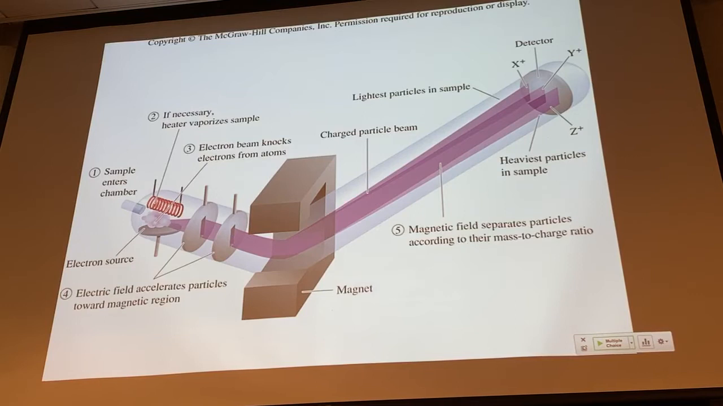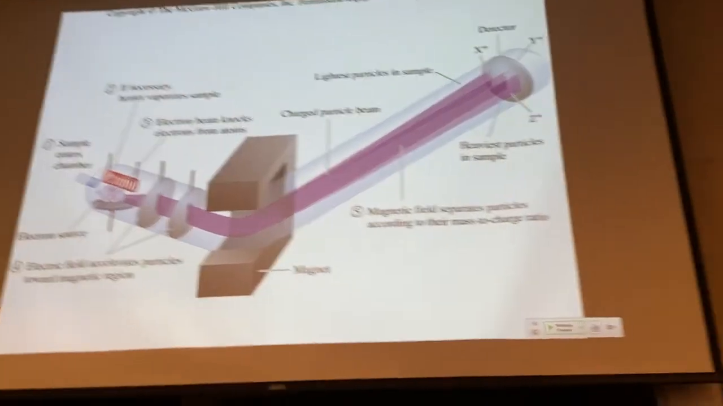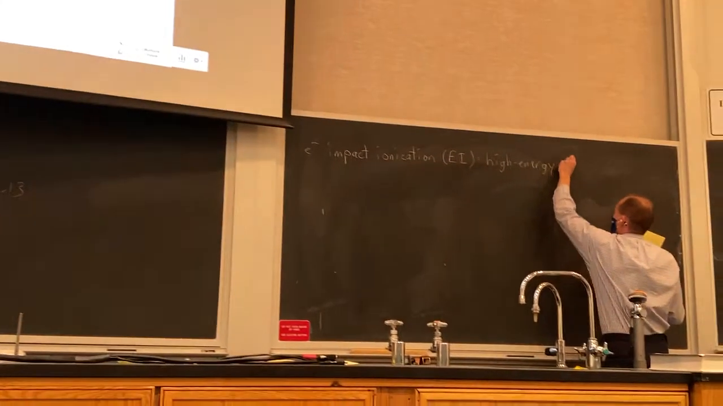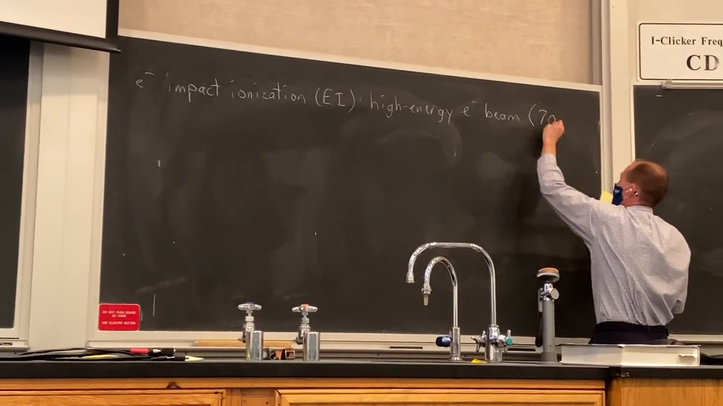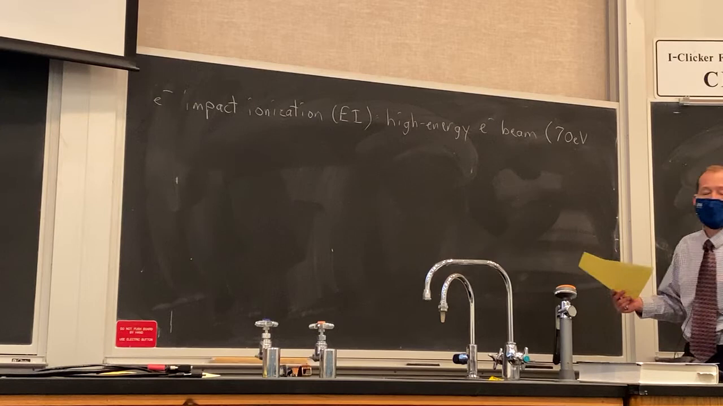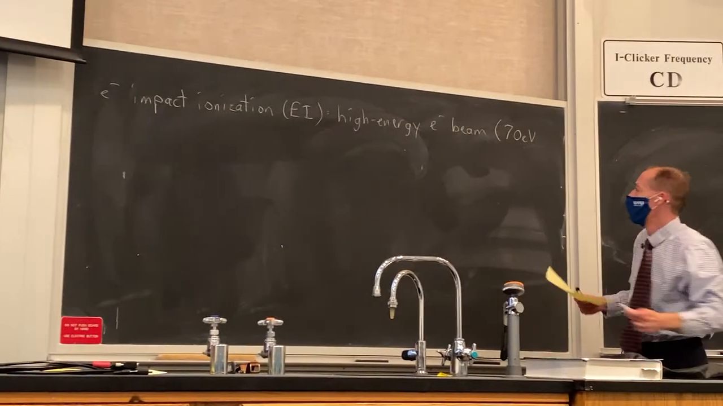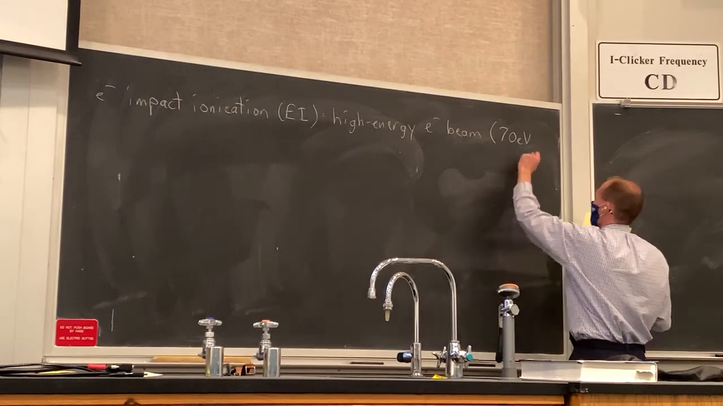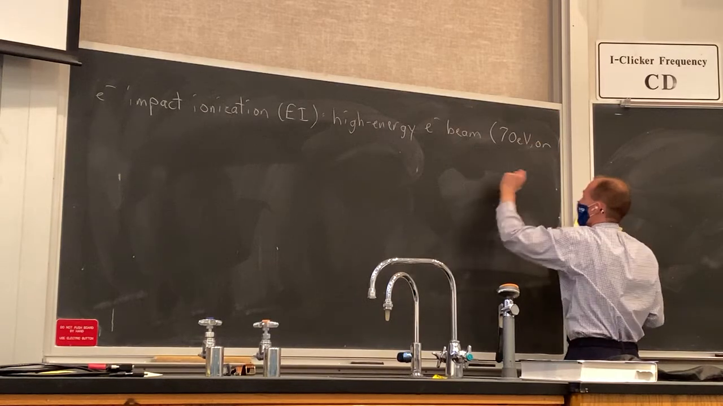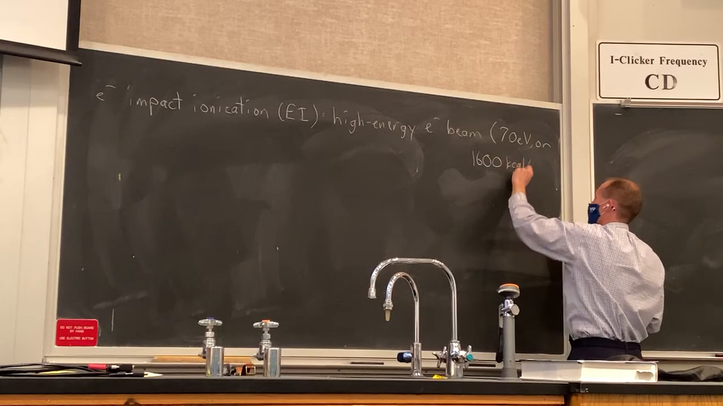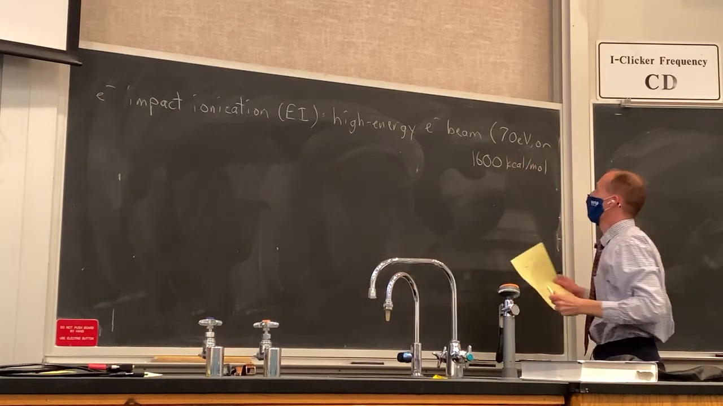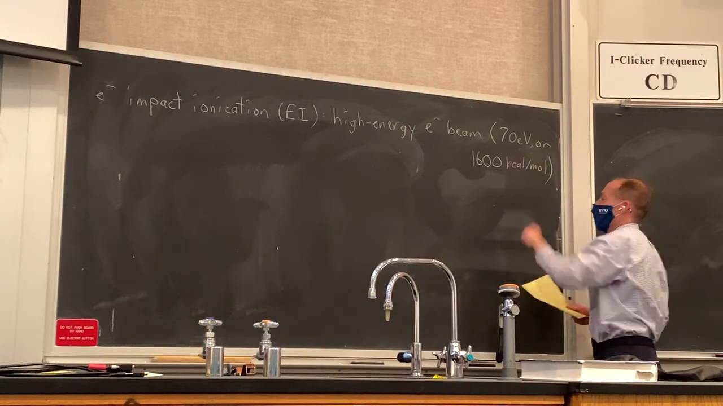Or EI, and that involves the use of a high energy electron beam, which is 70 electron volts. That's a unit of energy used to measure electrons. And that comes out to be about 1,600 kilocalories per mole. That's a ton of energy, okay?